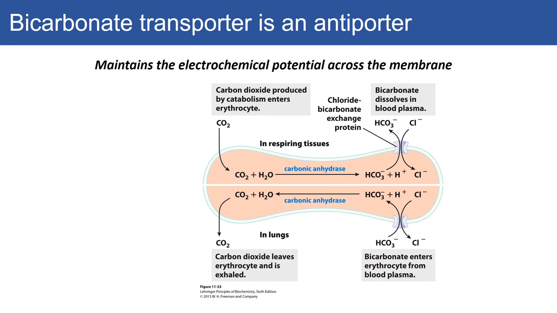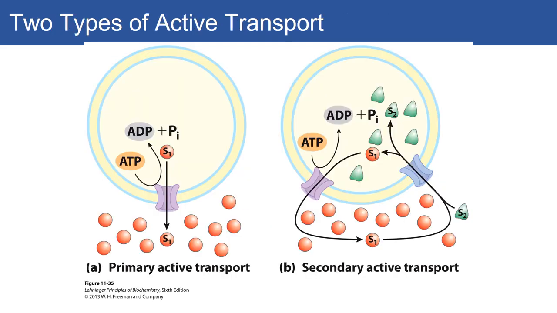Basically it's an antiporter, meaning the bicarbonate goes one way, and the chloride ion goes the other way. So chloride ions are pumped in and bicarbonate is pumped out. CO2 comes in, is converted by carbonic anhydrase, and then bicarbonate gets transported out of the cell as chloride is pumped into the cell. That allows for maintenance of electrochemical potential across a membrane.